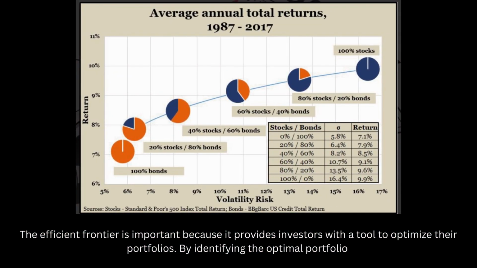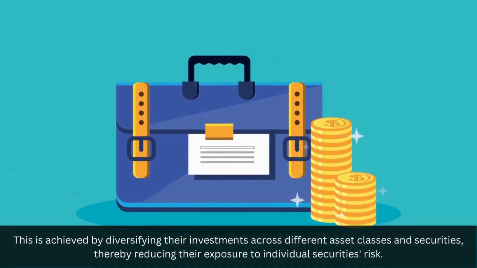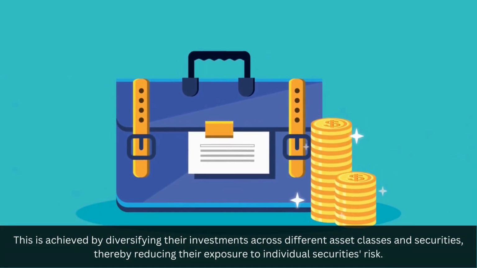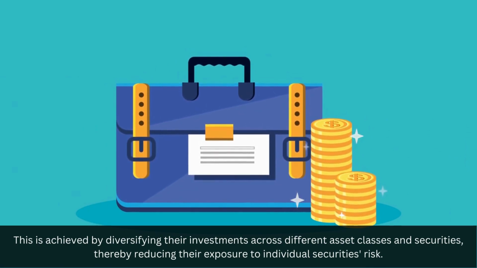The efficient frontier is important because it provides investors with a tool to optimize their portfolios. By identifying the optimal portfolio on the efficient frontier, investors can achieve the highest possible returns for a given level of risk, or the lowest possible risk for a given level of expected return. This is achieved by diversifying their investments across different asset classes and securities, thereby reducing their exposure to individual securities risk.